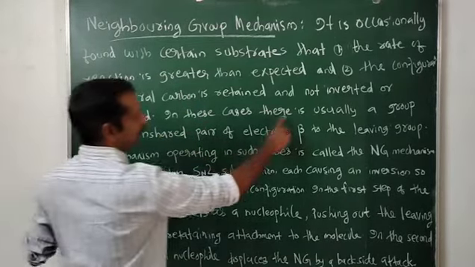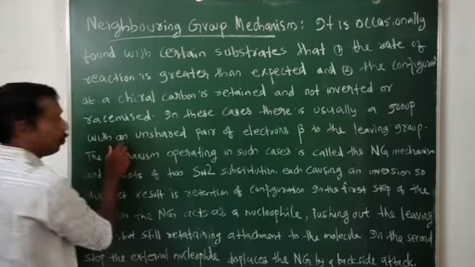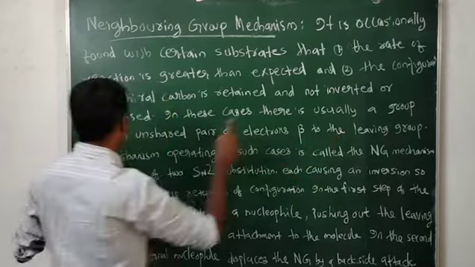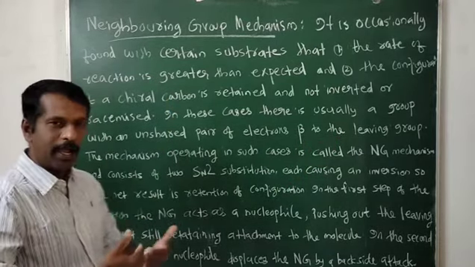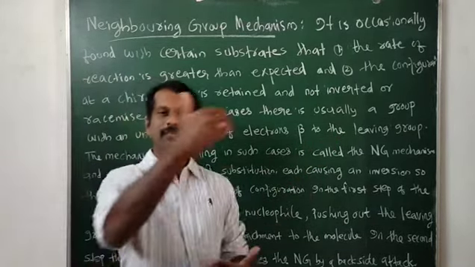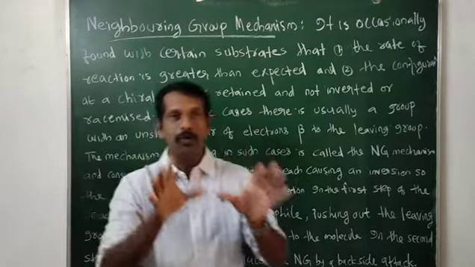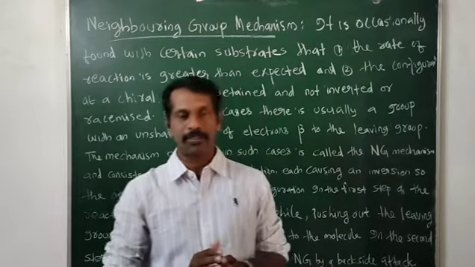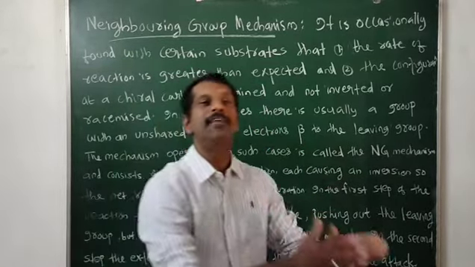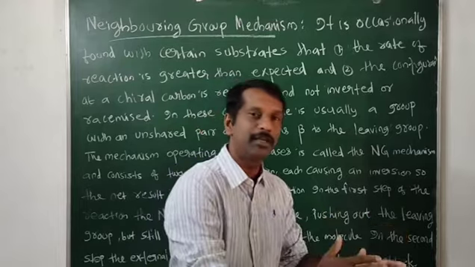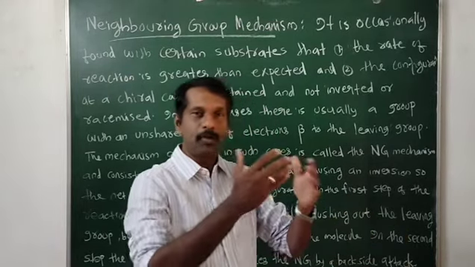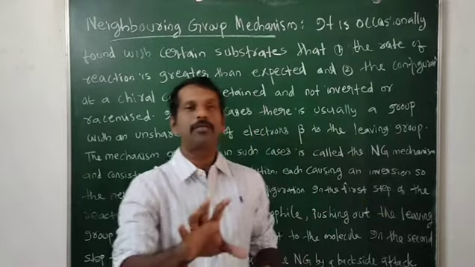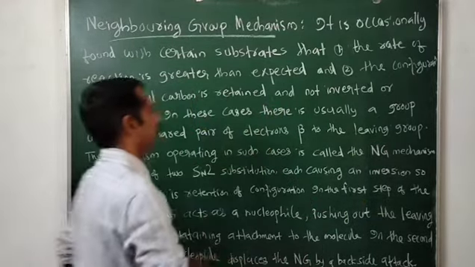In these cases, there is usually a group with an unshared pair of electrons beta to the leaving group. In such reactions, we can see that there is a group with the unshared pair of electrons beta to the leaving group. Such substrate molecules will give this type of reaction.